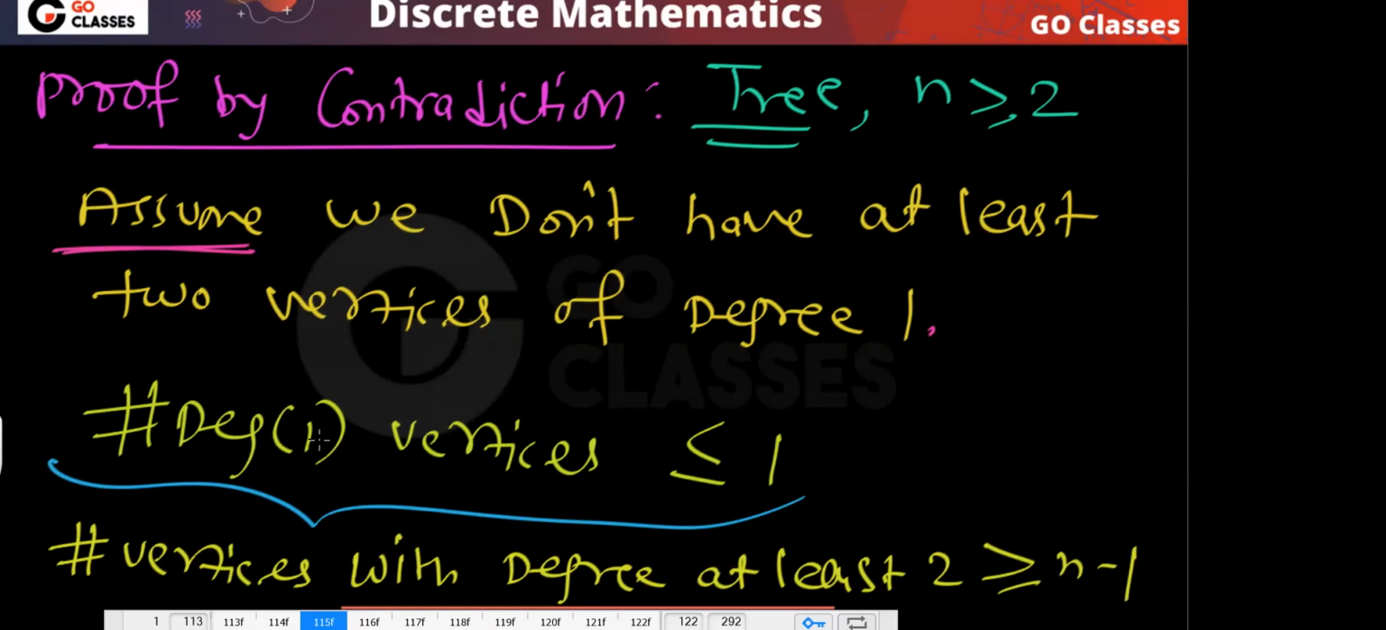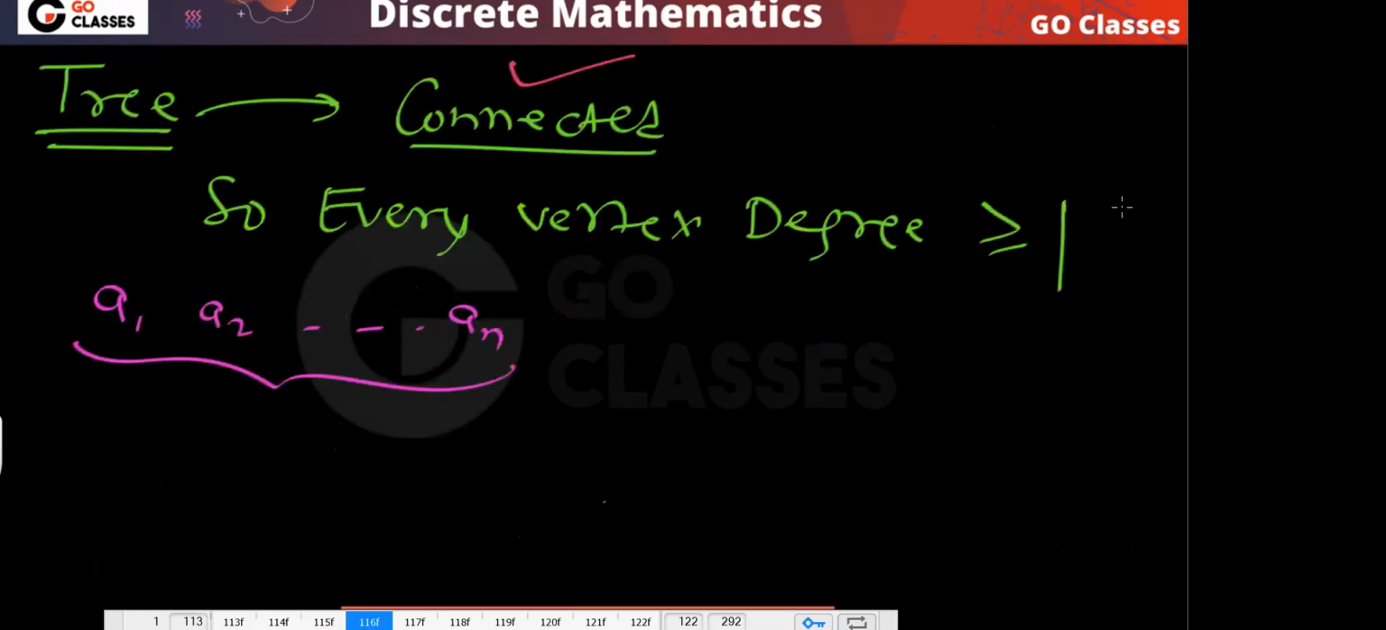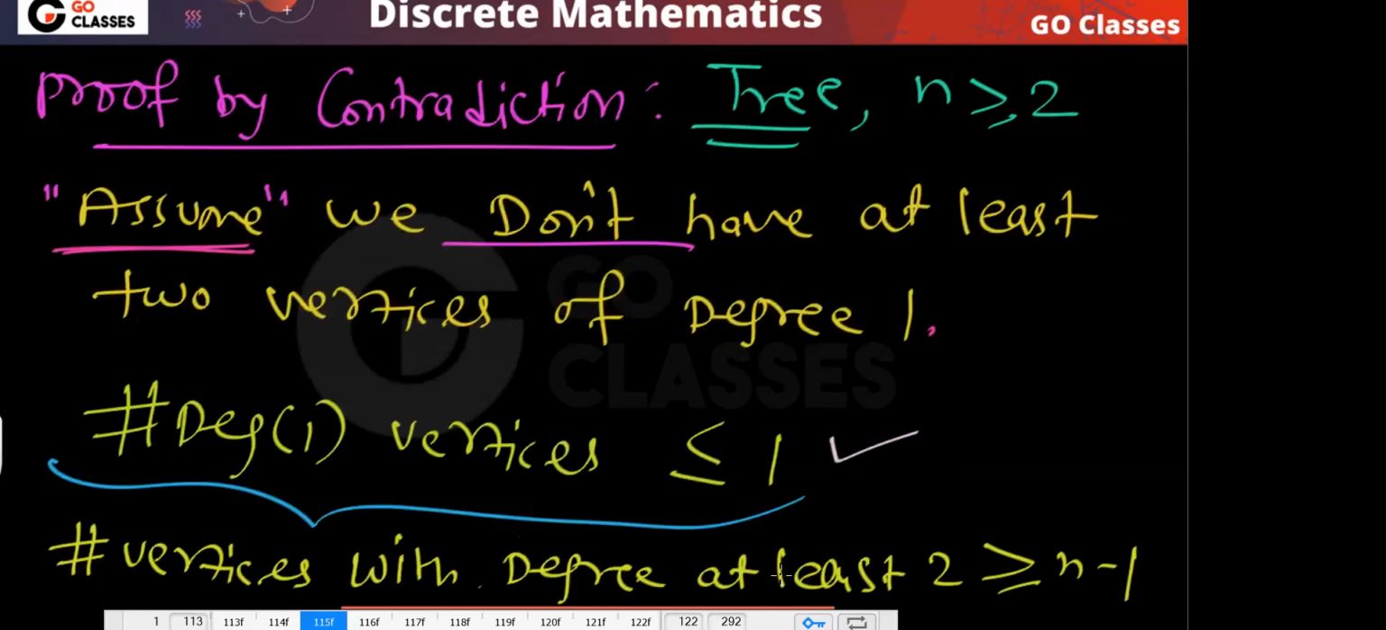I am assuming that we don't have at least 2 vertices of degree 1. It means the number of degree 1 vertices is less than or equal to 1. But you know that every vertex has at least degree 1. So tell me, the number of vertices with degree at least 2, what is that? That is greater than or equal to n minus 1.